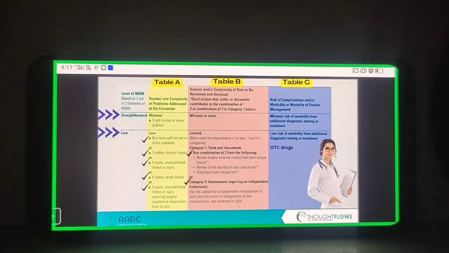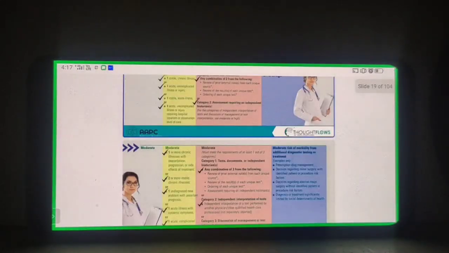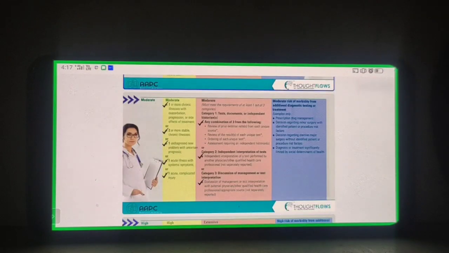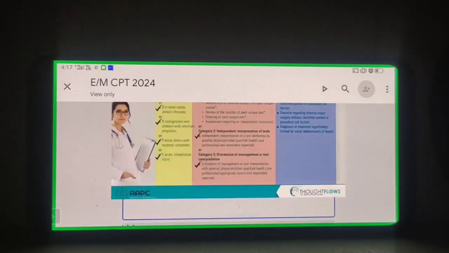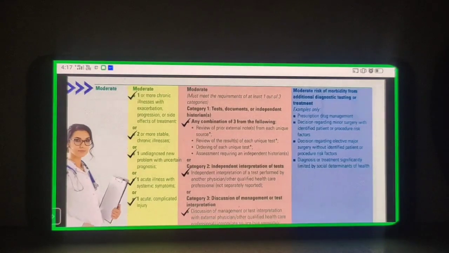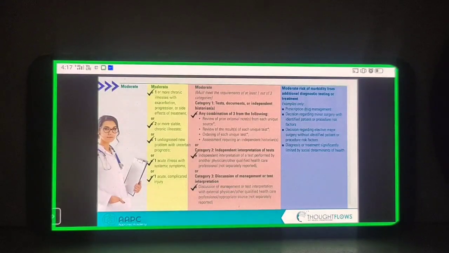Any doubt in that? Okay, ma'am. Now after that, as I told you, I will give an example for parenteral substance. Once I complete that, I will show you the PDF page. Take a note of that. Now, start your time. Read the moderate table, the level of moderate. I'm going to ask you a question from this.